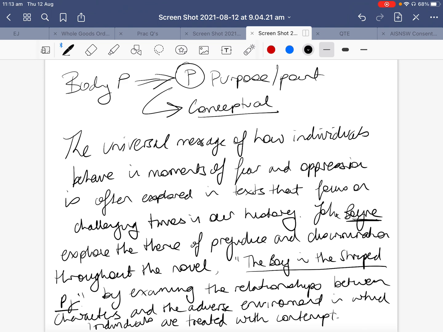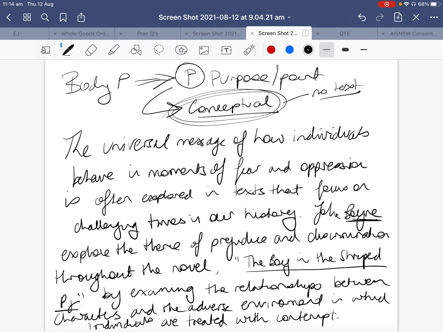Okay, so this is almost my first and second sentences in my body paragraph. The universal message of how individuals behave in moments of fear and oppression is often explored in texts that focus on challenging times in our history. Remember, that's conceptual because it doesn't name the text. No text is aligned to that at all. Then I go into the actual text we're looking at. John Boyne explores the theme of prejudice and discrimination throughout the novel, The Boy in the Striped Pajamas, by examining the relationship between characters and the adverse environment in which individuals are treated with contempt.